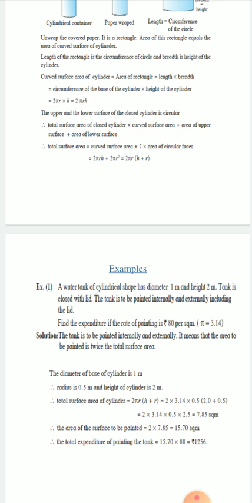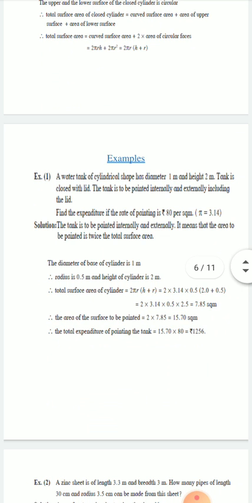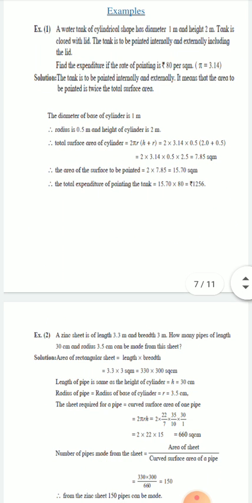Someone says the lid is not important, then without the lid you have to paint internally and externally. In that sense, if there is no lid, that means you have to calculate only the curved surface area, no need to calculate the total surface area. So be careful while calculating the area. Once you have calculated the area, you can easily calculate the expenditure, because the rate is given per square meter. So be careful while solving such problems. Though these are simple problems, we have to be judgmental, isn't it? Okay, so we will proceed to the second problem.